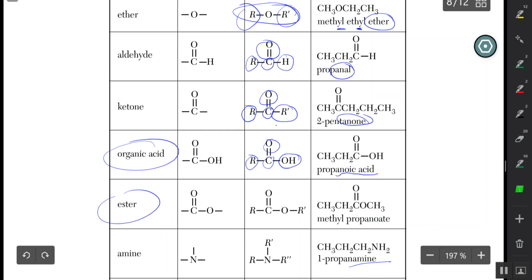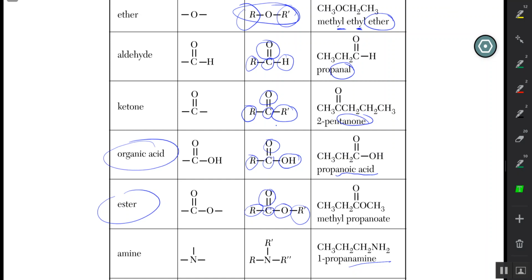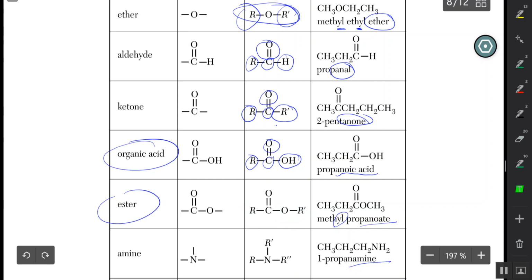Esters. Carbon attached to another carbon, which is double bonded to an O and attached to another O, which is attached to a carbon chain. This would be -yl and then -anoate. So the carbon chain that's here will end in -yl, and the carbon chain that's here, including this carbon, will end in -anoate.